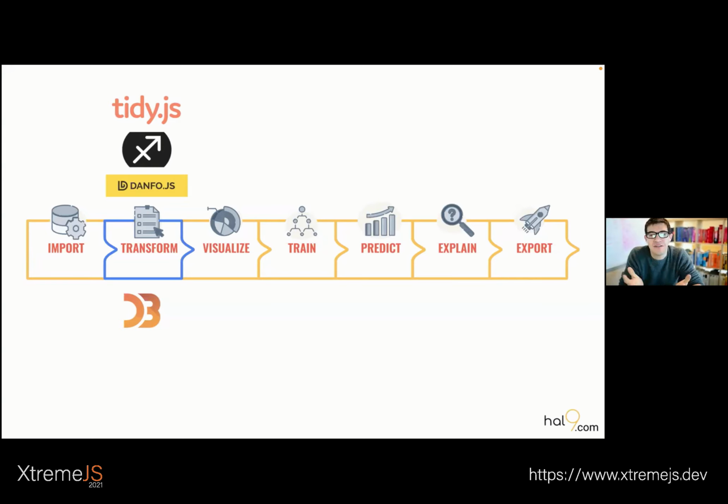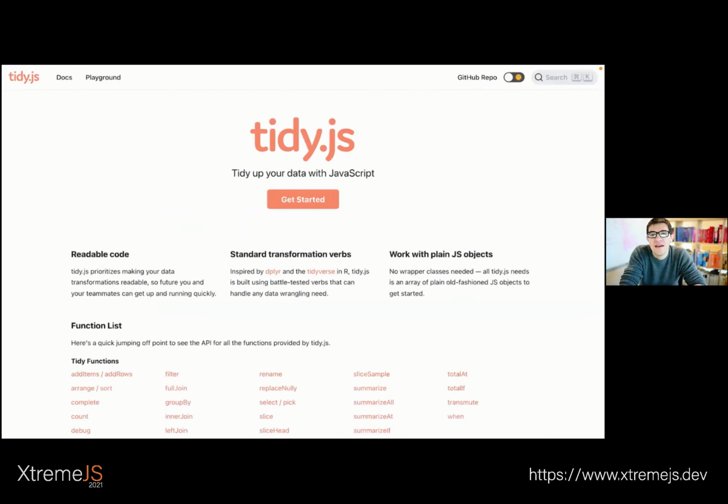You can just use JavaScript, convert and iterate with a dot map or a for each loop. That's still reasonable to transform data. The D3 library has some functionality for doing transformations, for doing grouping. There's a couple other libraries. For instance, Tidy.js, inspired by an R library called TidyR, allows you to do things like summarizing records, filtering, changing columns, changing data types.